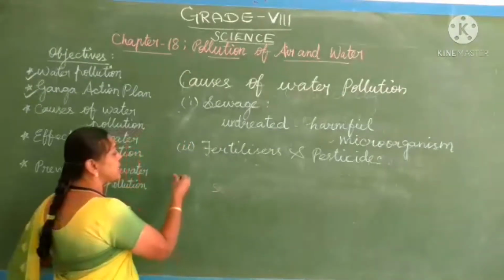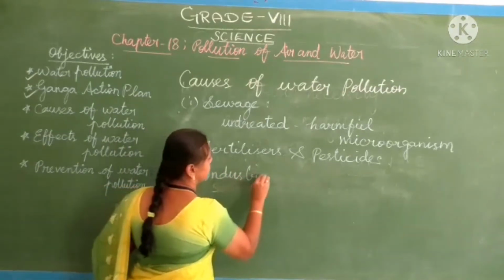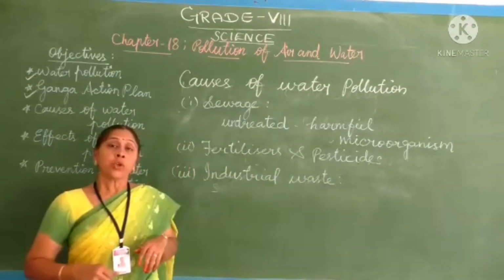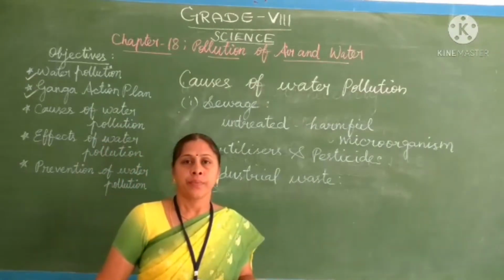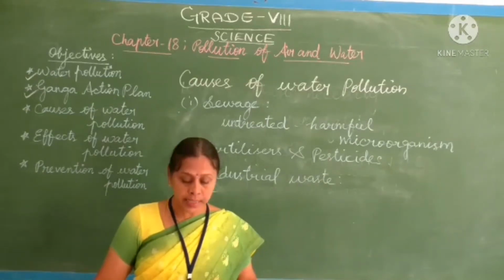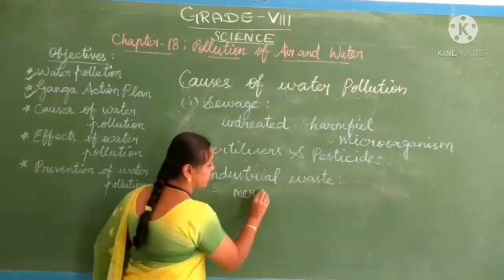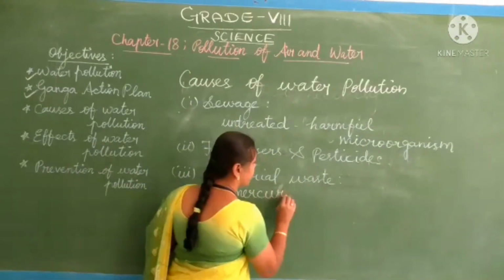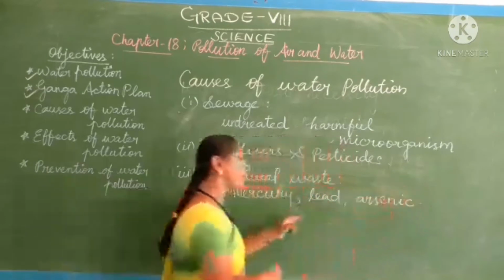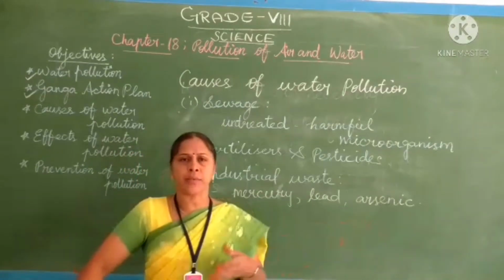Next one, industrial waste. Another factor, industrial waste. So from various industries, the wastewater will be coming out. Along with that, poisonous chemical substances such as mercury, lead, arsenic. These are poisonous chemicals and these will be coming out from the wastewater of the industries, for example the leather industry.